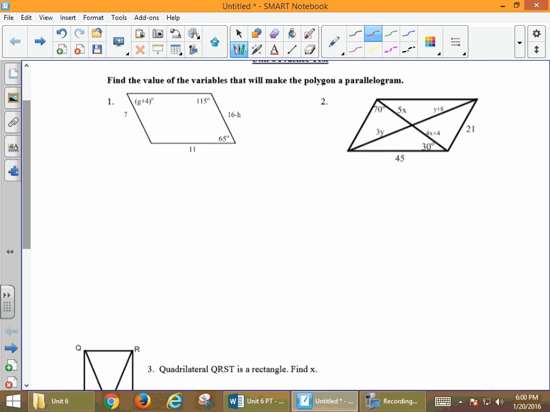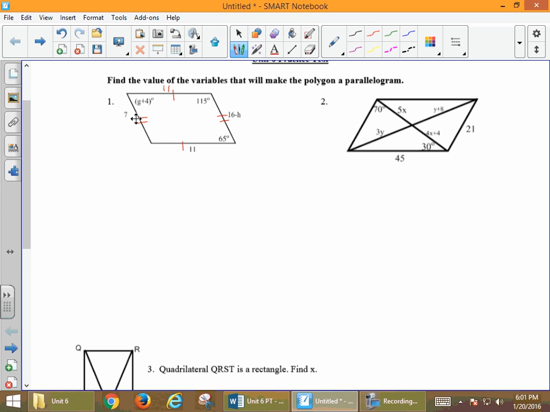Question number 1, the directions say find the value of the variable that will make the polygon a parallelogram. So we know this about parallelograms. If this thing is going to be a parallelogram, opposite sides have to be congruent, and also opposite angles have to be congruent. So this side, labeled 7, is going to be the same as the opposite side, 16 minus h. As well as we know the bottom, 11, will be the same as the top, which is not marked. It doesn't ask us for that, but we do know that that top piece has to be 11 as well.